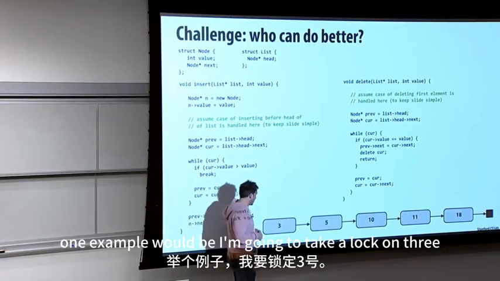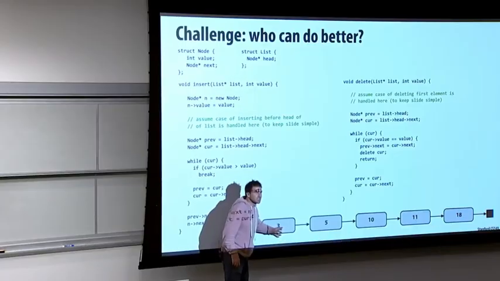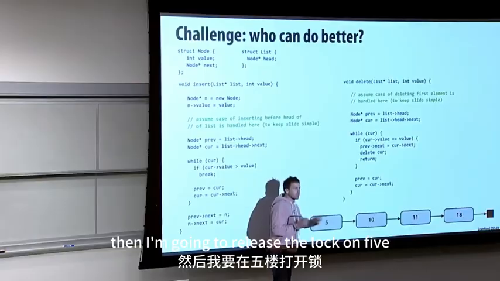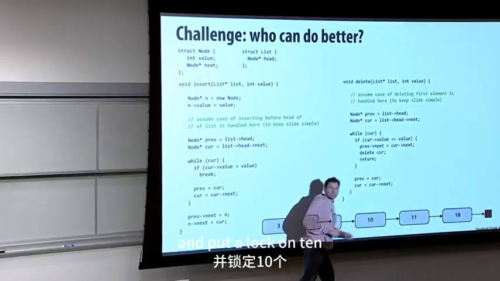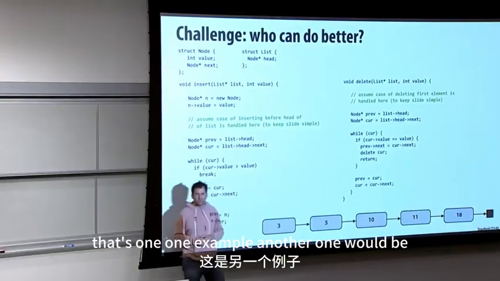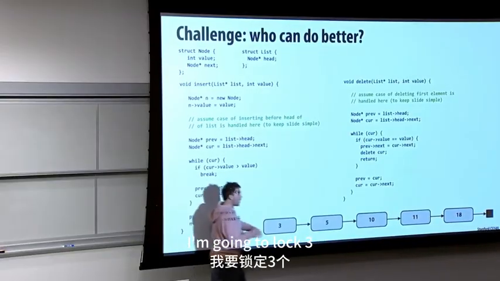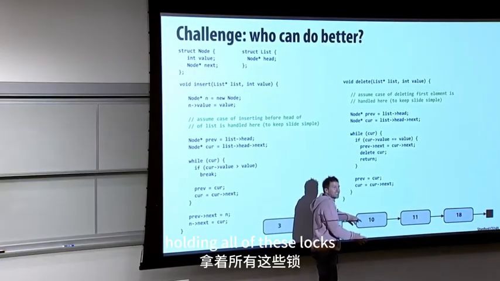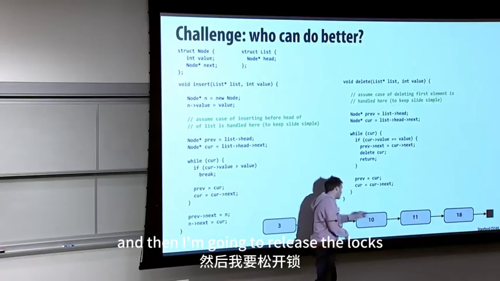One example would be I'm going to take a lock on 3, and then I'm going to release the lock on 3 and put a lock on 5. And then I'm going to release the lock on 5 and put a lock on 10. That's one example. Another one would be I'm going to lock 3, and then I'm going to lock 5, and then I'm going to lock 10, holding all of these locks. And then I'm going to do my thing, and then I'm going to release the locks.